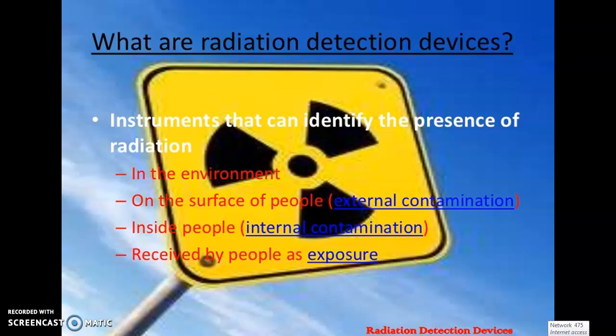The third case is if somebody ingests or inhales radioactive material through the food chain or through air, which can also be detected with the help of these radiation detectors. And if radioactive material is somewhere and radiation is continuously coming out and falling on a human body, this is called exposure, which is also detected by these radiation detection devices.